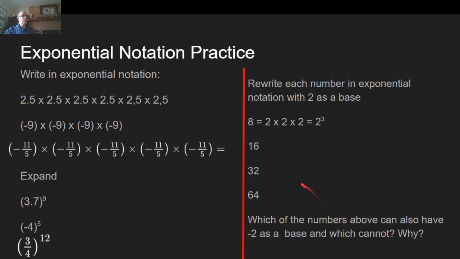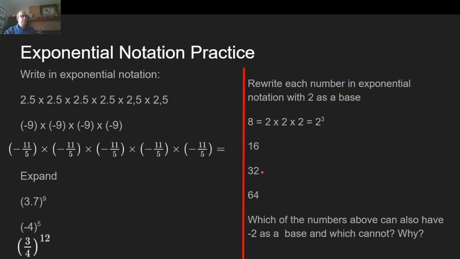Okay, which of the numbers above can also have a negative 2 as a base, and which cannot? So negative 2 times negative 2 times negative 2, there's 3 of them, so that would be negative 8. So it can't be this one. But negative 2 times negative 2 times negative 2 times negative 2, that would be positive 16. So negative 2 to the power of 4 would be positive 16.